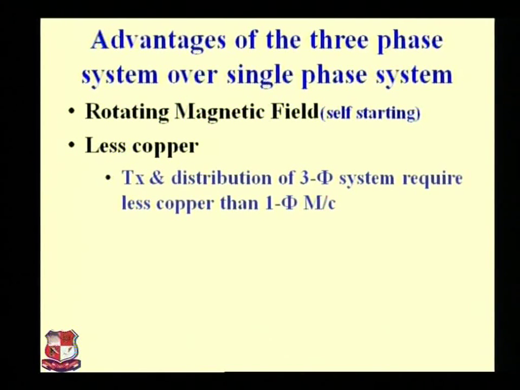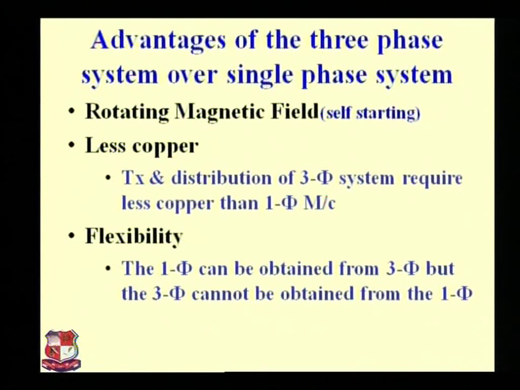It uses very little copper. Now what is the meaning of less copper? After generation, the distribution and power transmission of a three-phase system require very little copper compared to a single-phase machine. So the use of copper wire is less in a three-phase system, which again benefits the cost of design.